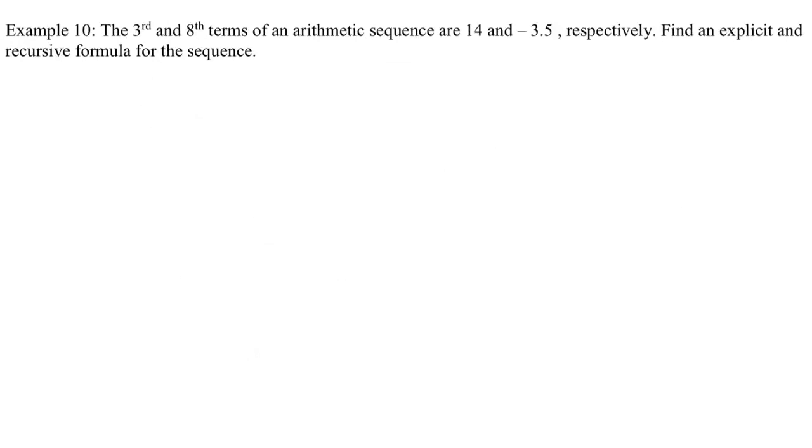Okay, one more example similar to examples 8 and 9. We're going to see that the 3rd and the 8th terms of an arithmetic sequence, which means that I'm going to go back to using my arithmetic explicit formula, which I know is a sub n is equal to a1 plus n minus 1 times d. So we want to find an explicit and recursive formula for this sequence, and so I'm going to set up a couple of equations first.